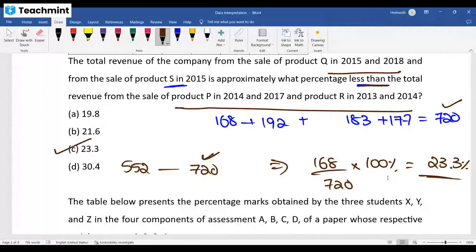This question is a bit similar to the previous question, but there they asked boys and girls, here they're asking about particular products. There are 4 products, and among 6 years they take only particular years, not all. So this is how they ask in data interpretation. The first one was related to average, the next two questions related to percentages, right? Then they ask related to ratio as well. Let's see about the next one.